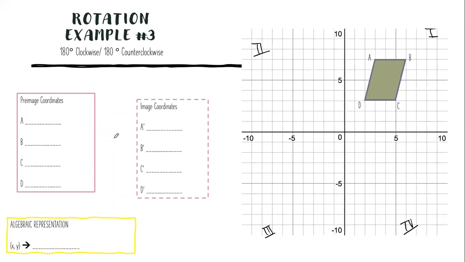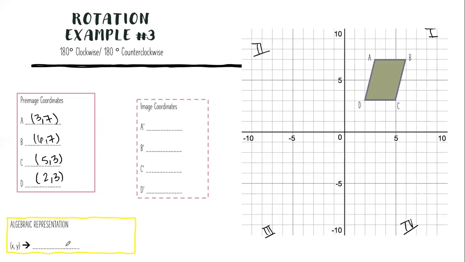Okay. Where's A? 3, 7. B? 6, 7. C? 5, 3. D? All right. So I got my pre-image coordinates. A is at 3, 7, B is at 6, 7, C is at 5, 3, and D is at 2, 3.